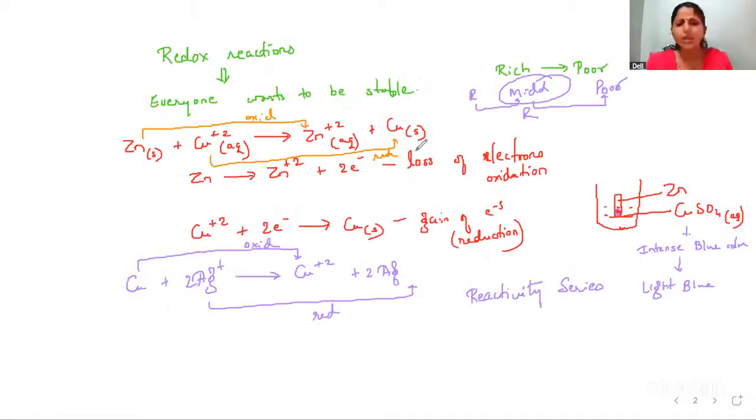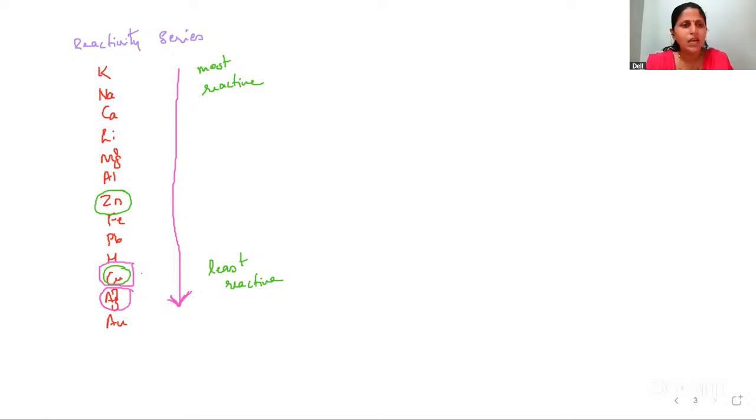So this is about the metal reactivity series. What does the metal reactivity series tell us? It gives us a sequence of reactivity of the metals. So using this series, we can come to the conclusion of which element can donate electrons and which element will receive electrons. Is that clear?